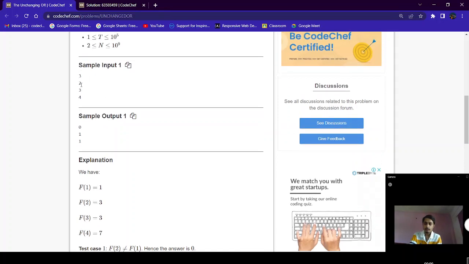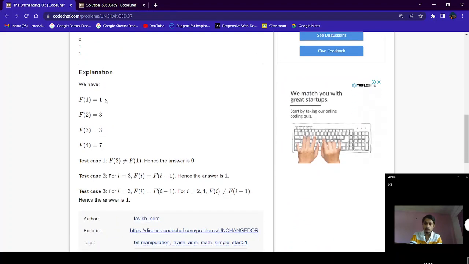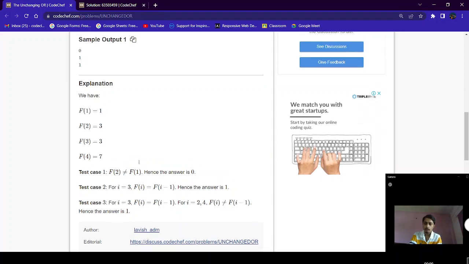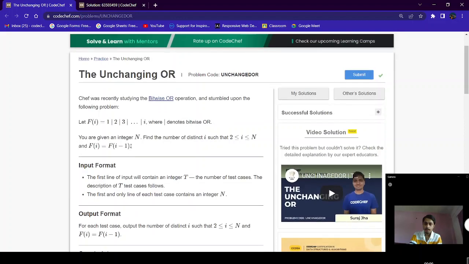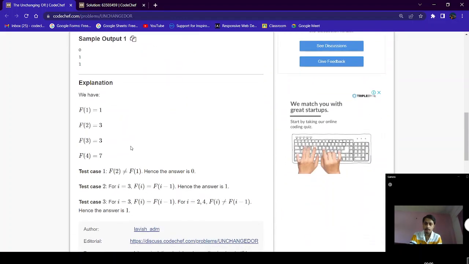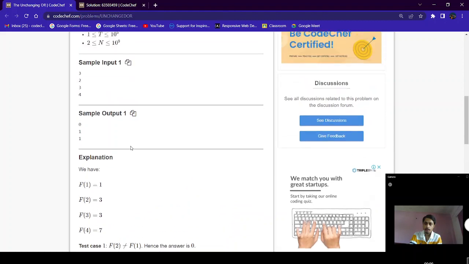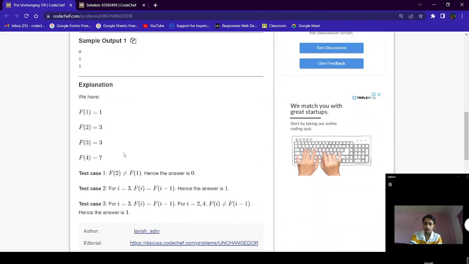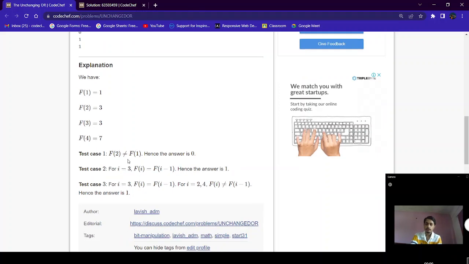If we are given n equal to 2, then we have to go till 2. So f of 1 is 1, f of 2 is 3. So clearly f of 2 is not equal to f of 1. So there are no such required answers, so the answer is 0. Similarly, for n equal to 3, f of 3 is equal to f of 2, so the answer is 1. Also for 4, f of 3 is equal to f of 2, so the answer is 1.